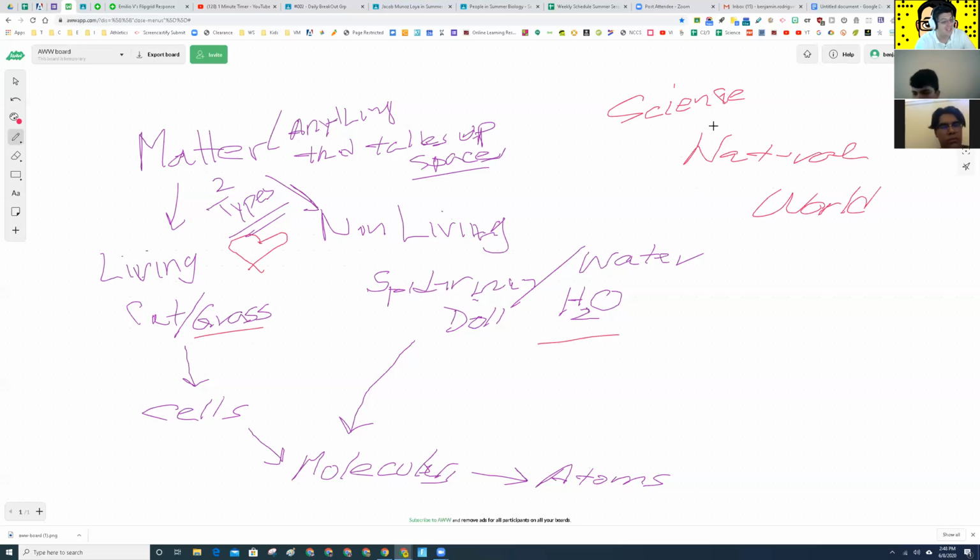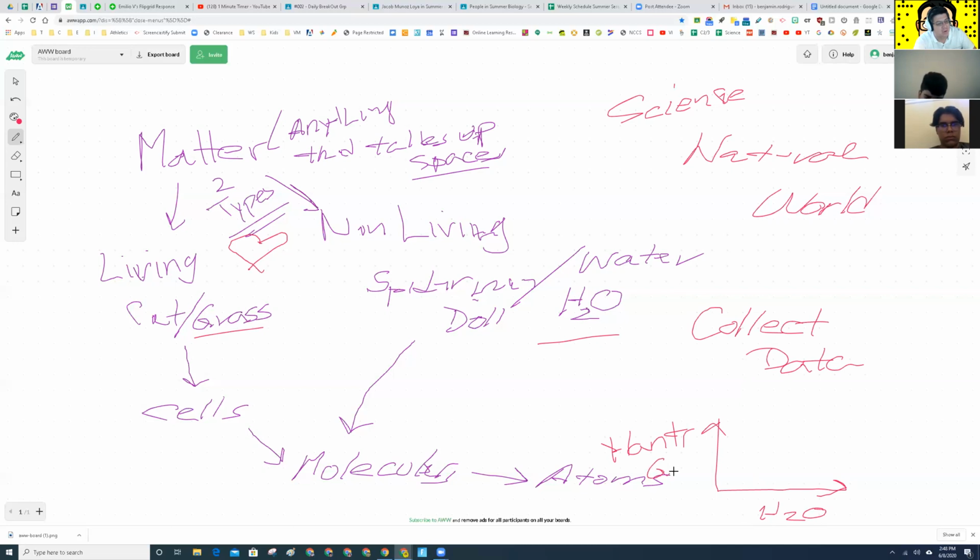So how did scientists figure this out? What do they have to do? Do an experiment. What do they have to collect? Data. They had to collect data, that's right. And in their data, they figured out the relationship between plants and water. Let's say plant growth. So more water, the more the plants grow, the less water, the less the plants grow.